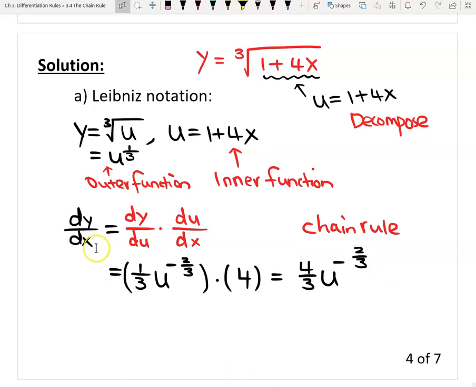And can we stop here? No. Why? Because here is u. At the very beginning, the function is in x. So we definitely need to go back to x. What is the relation? The relation is u equals 1 plus 4x. So we have to back substitute. The last step is to back substitute. U is 1 plus 4x, so we plug 1 plus 4x in. So what do we get? And this is the answer.